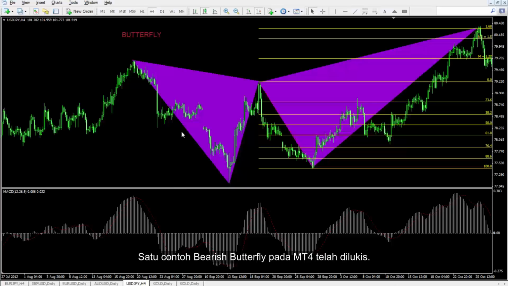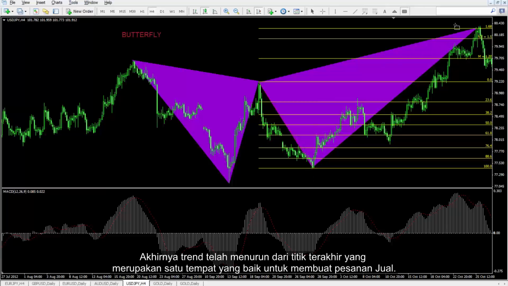An example of a bearish butterfly on MetaTrader 4 was already drawn. The relations between points and lines are specified, with 2 waves with certain peak and valley heights. Finally, the trend has decreased from the last point, which was a good spot to place a sell order.